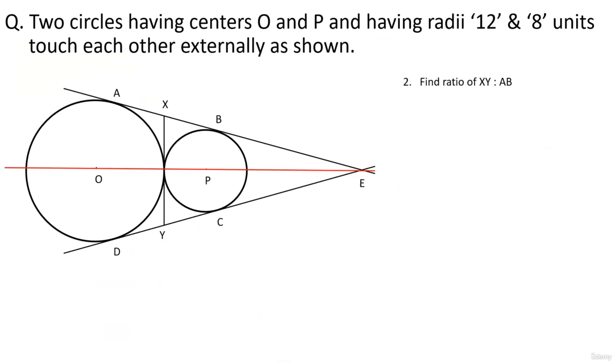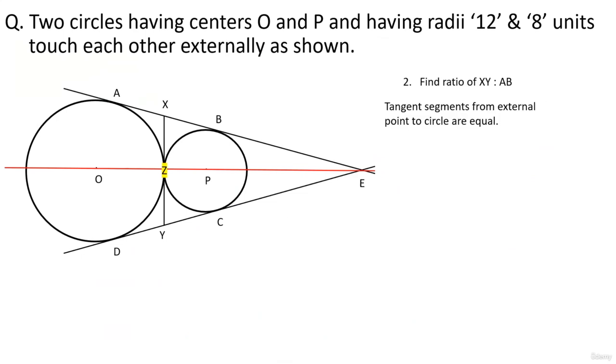The next question is find the ratio of XY to AB. Now I want you to pause this video and try this question out, then we'll discuss. Okay, guys. So we know that here the point of intersection is given, right? Let that be given by Z. Okay, Z is the point where the two circles meet. Now, tangent segments from an external point to the circle are equal.